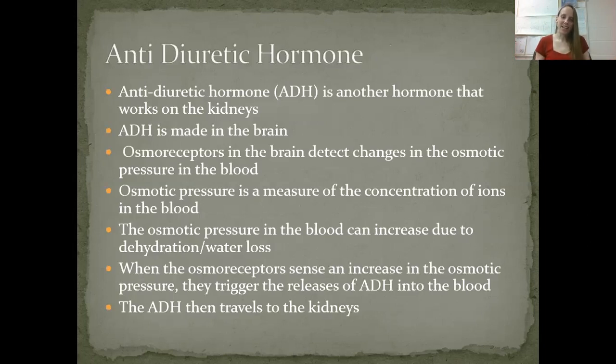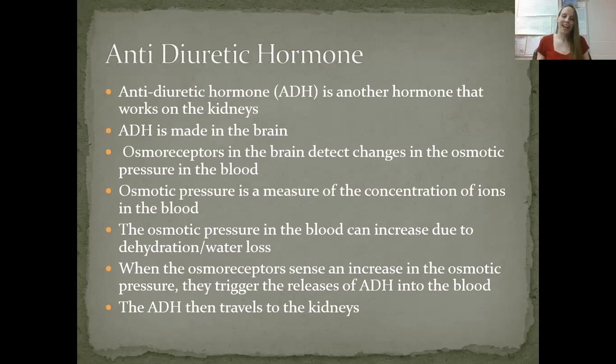That is slightly different from antidiuretic hormone, which is also called ADH. ADH is made in the brain. Osmoreceptors in the brain detect changes in osmotic pressure in the blood. Osmotic pressure is essentially ion concentration, like how many ions are there compared to how much water. A high osmotic pressure is essentially a high concentration, so a really concentrated blood, which means you don't have a lot of water compared to how many ions are dissolved there. If you have a low osmotic pressure, that means that there's lots of water, your blood is really dilute.